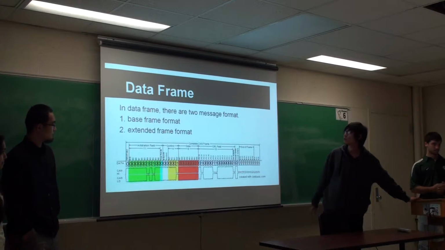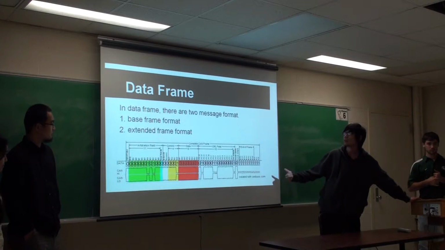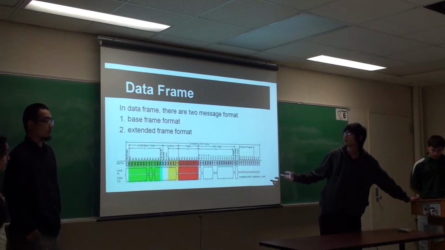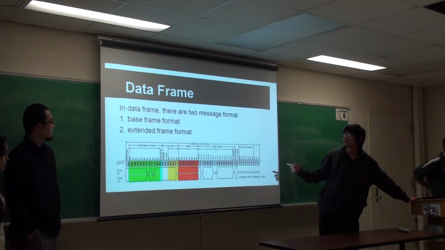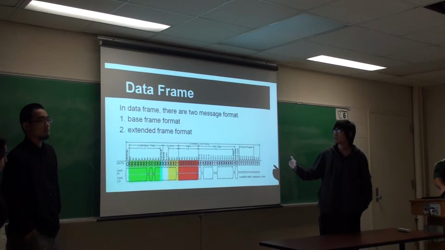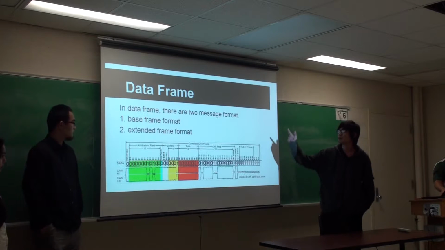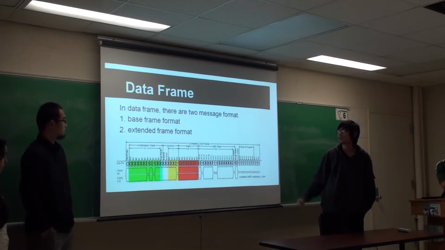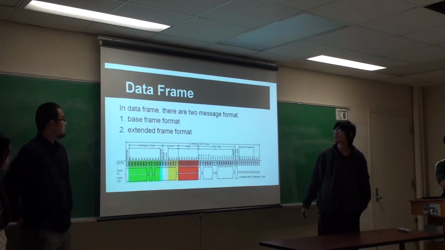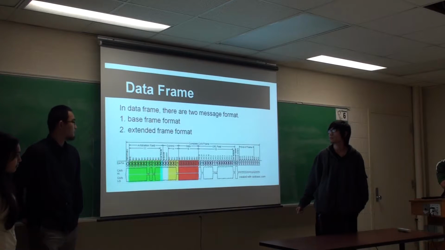And there are two message formats in the data frame. One is the base frame format, which, as Sana said, has an 11-bit identifier, and it is described by both CAN 2.0A and CAN 2.0B. And the second one is the extended frame format. It is 29 bits, including the 11 basic bits, just the same as the first one, and the other 18 bits for extension. And the second one is only described by CAN 2.0B.